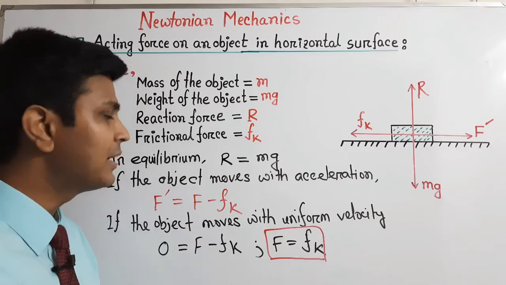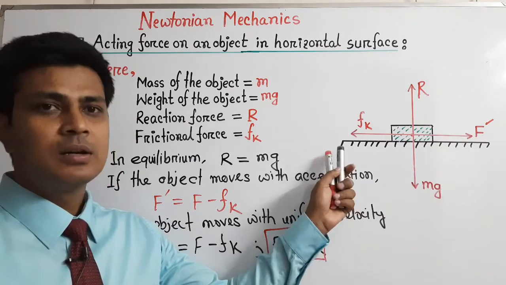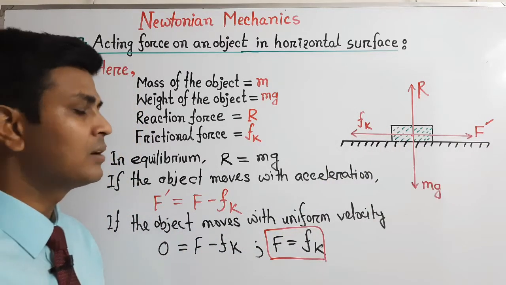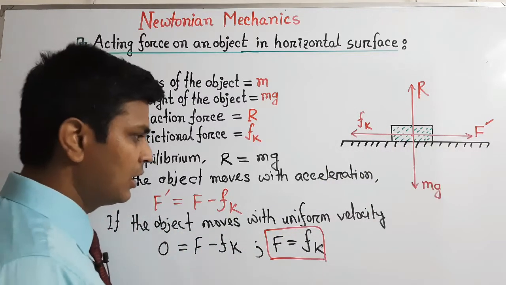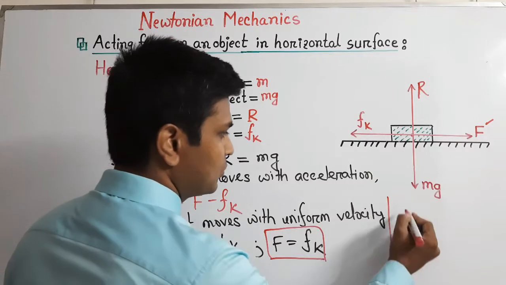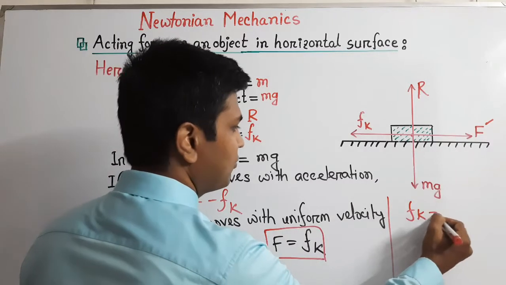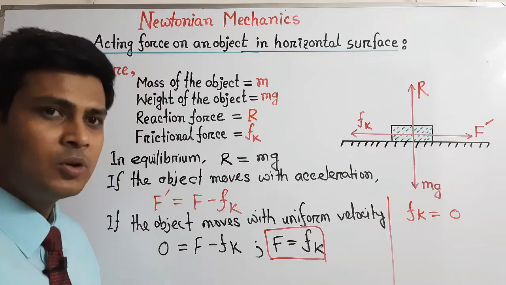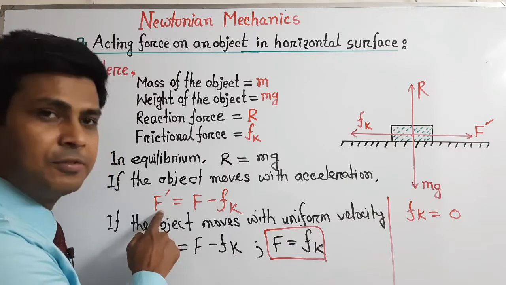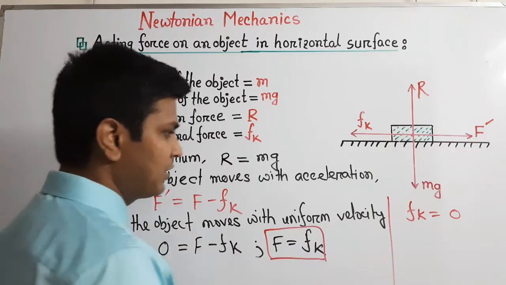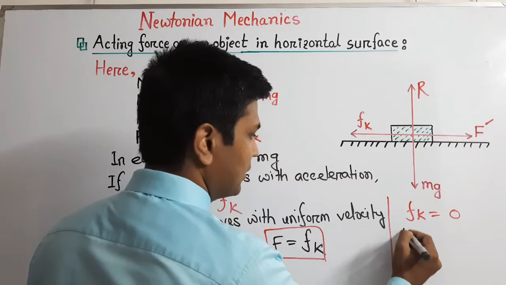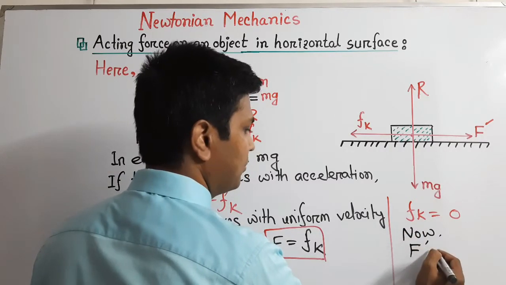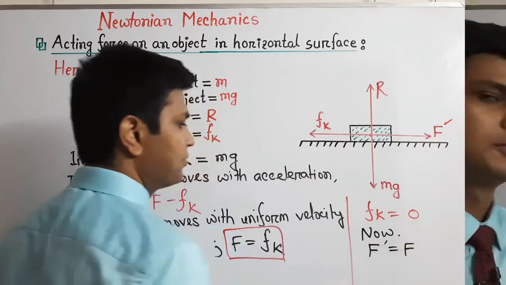Now if we consider there is no friction between the surface and that object, at that time the frictional force will be 0 and we will get another formula. So at that time we can write the frictional force Fk is 0. So when the frictional force is 0, the effective force formula will be F prime equals F.